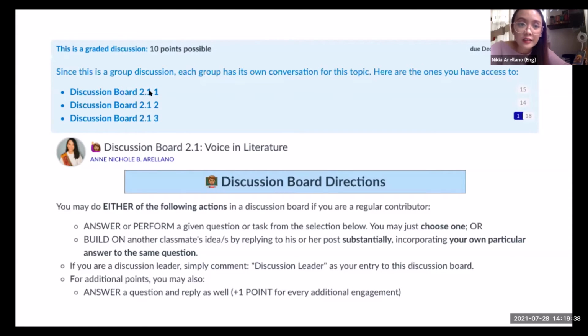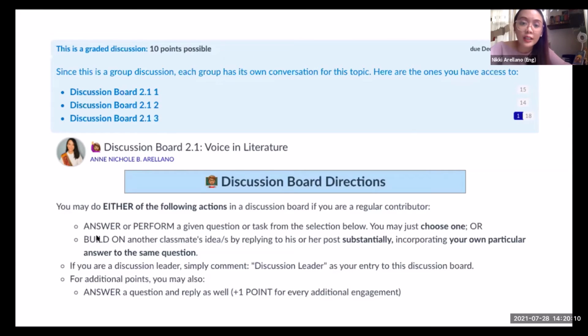I divided the discussion board into 3 groups, so you see that discussion board 2.11, 2.22, 2.13, iba-ibang groups yan of students, so that they're only interacting with a small group. And parang mas ma-encourage sila to really read through the discussion boards. Tapos nag-iiba siya. Every new discussion board, it's a different group naman. They're gonna be grouped with different people.